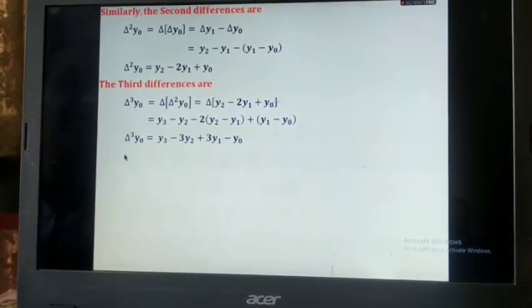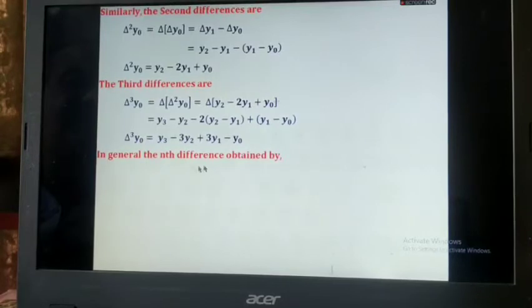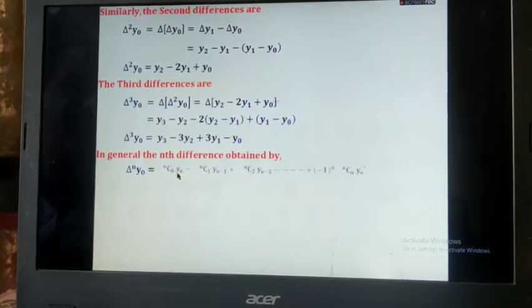So in general, the nth difference obtained by means of combinations, delta raised to n y0, is nc0 yn minus nc1 yn minus 1 plus nc2 yn minus 2 and so on, up to plus or minus 1 raised to n, ncn y0. So this is the nth difference.